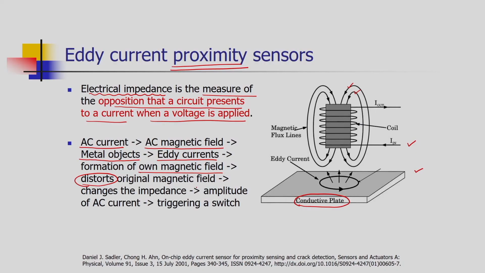The changing magnetic field of the coil will change the impedance. So, what is impedance? A voltage is applied, and that is creating opposition to the flow of the current. That change in impedance will trigger a switch. In this way, conductive elements, conductive plates or conductive materials can easily be detected by this eddy current based proximity switch.